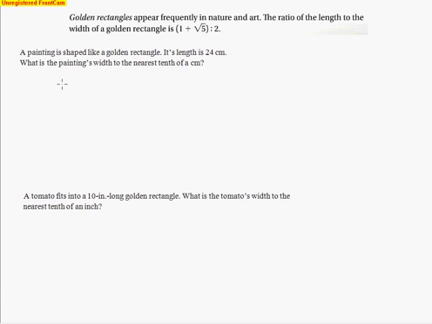And so here, a painting is shaped as a golden rectangle. Its length is 24 centimeters. What is the width, to the nearest tenth?